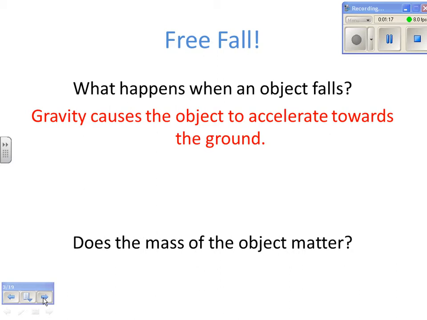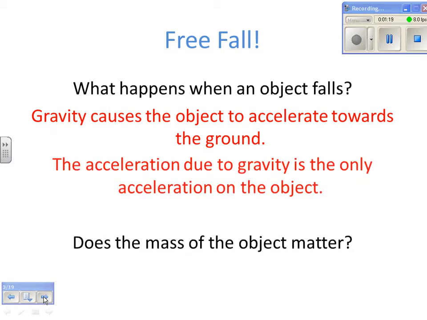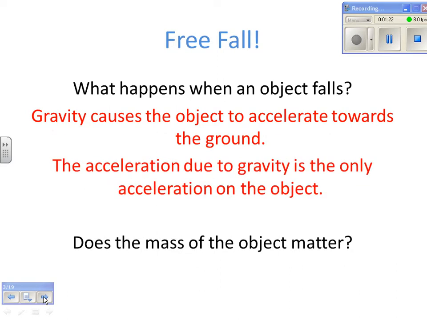So does the mass of the object matter? Okay, we'll talk about that in just a second. Acceleration due to gravity is the only acceleration on the object. There is no other acceleration in a free fall. Okay, does the mass of the object matter? Once again, it does not matter. The mass of the object does not matter. All right?